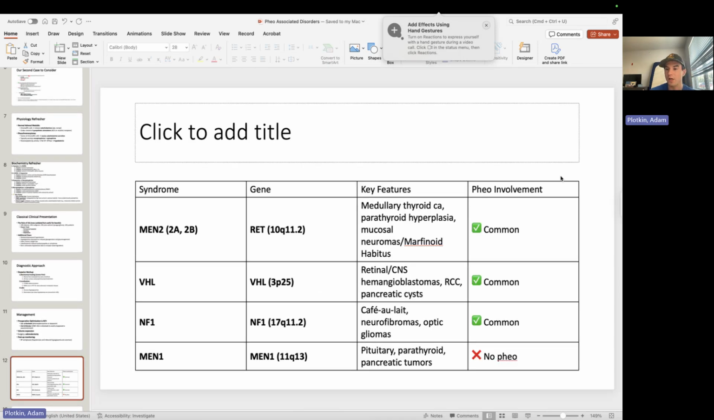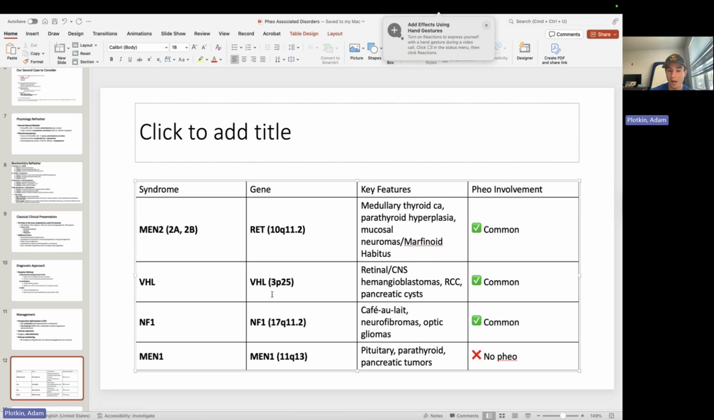All right. So these are my Pheo-associated diseases. We've already talked about the MEN2s. Both 2A and 2B have two things in common, the Pheos and the medullary thyroid carcinoma. The 2A can then have parathyroid hyperplasia or parathyroid adenoma, and then the MEN2B, their third thing is mucosal neuromas or marfanoid habitus.